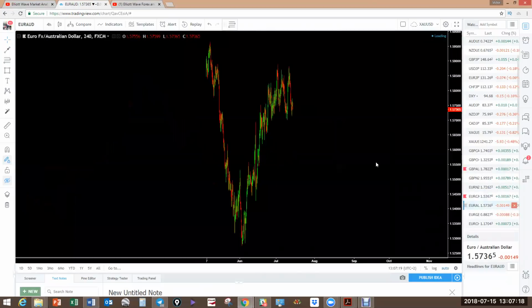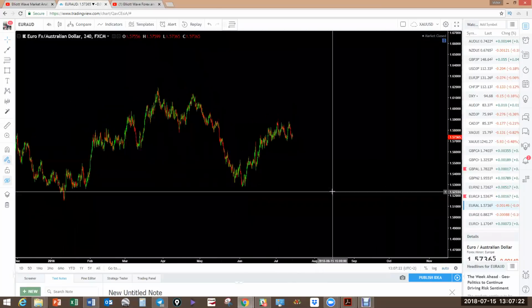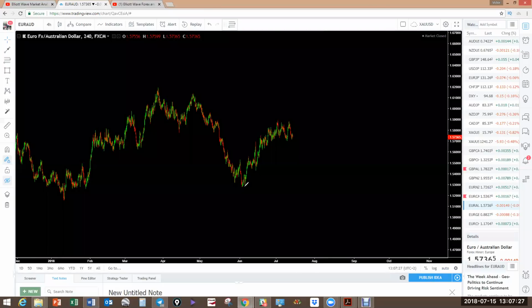EUR/AUD has made 3 waves up. We thought, oh no, actually it's still going well. So EUR/AUD is making a 1, 2, 3, and now we're busy with this correction. It's a continuation pattern. We'll be looking for it to come and retest that top. Why do we want to retest that top?